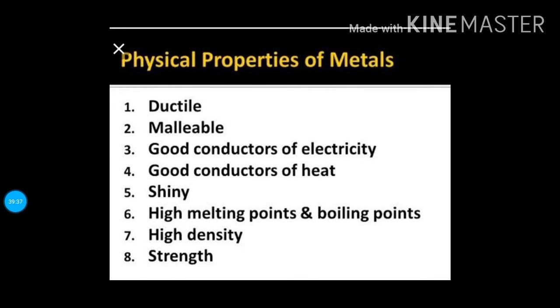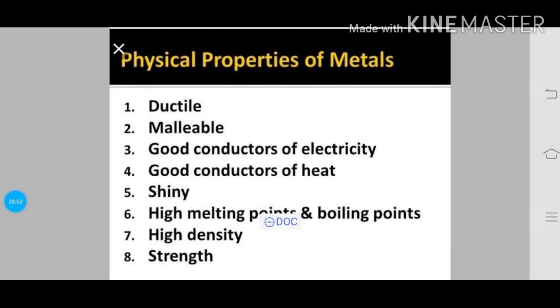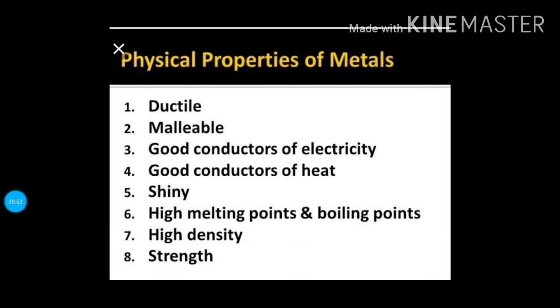After that you can see the fifth point, that is shiny. We know that all the metals have some luster. All the metals have a shiny surface, and this is the next property of the metals. Like gold, silver, platinum, these all have shiny surfaces, and these are used for making jewelry and decorative articles. After that, next you can see that all the metals have a high melting point and boiling point.